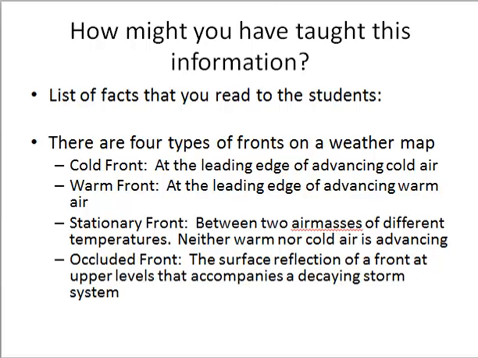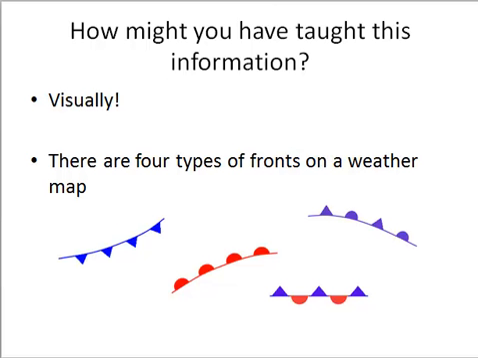And an occluded front is a special kind of front. It's a surface reflection of a front at upper levels that accompanies a decaying storm system. So you might not actually have a big temperature gradient, temperature change as the front goes through, as you typically do with a cold front or a warm front. So maybe I've given you a little bit more information there, and maybe the student will have learned a little bit more. I can add pictures, do it visually.